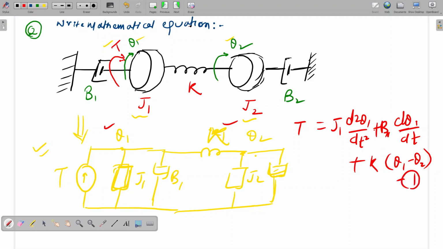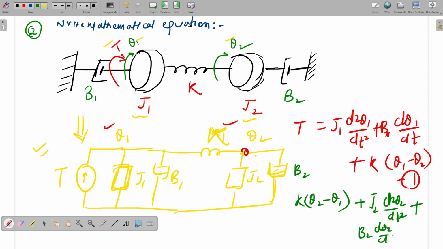This is equation 1. And what will be equation 2? That I am writing here. K into theta 2 minus theta 1 plus J2 d square theta 2 by dt square plus, here this is B2, so B2 d theta 2 by dt is equal to 0. This is the second equation. Is it clear to all? Equation 2. Yes, sir. Okay.